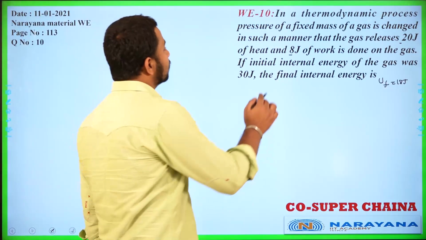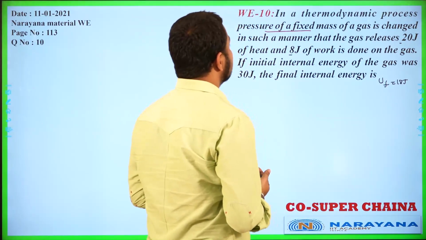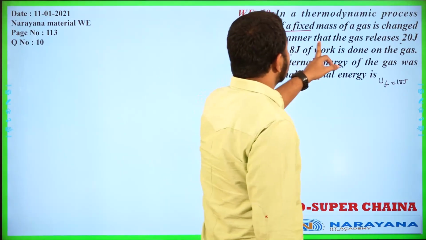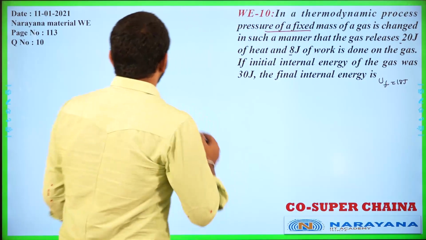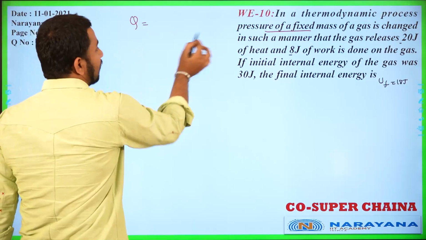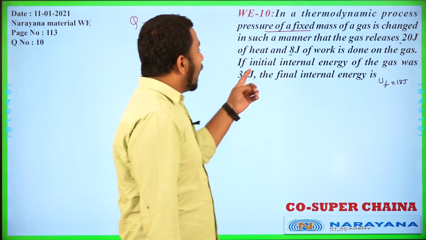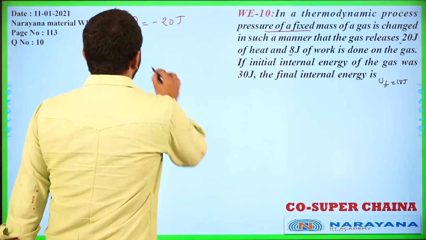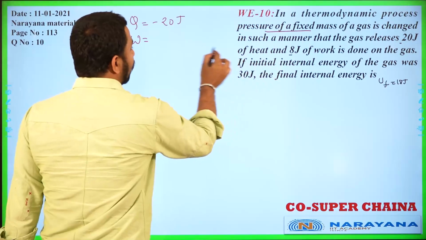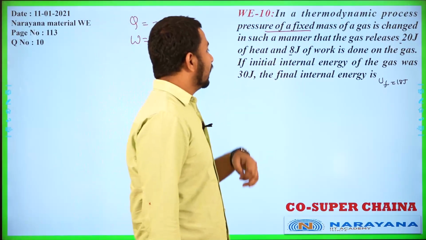In a thermodynamic process, the pressure of a fixed mass of a gas changes in such a manner that the gas releases 20 joule of heat. So heat, student, is released here, so it will be minus 20 joule, right? And 8 joule of work is done on the gas. Work is done on the gas, so we'll take minus 8 joule, right?